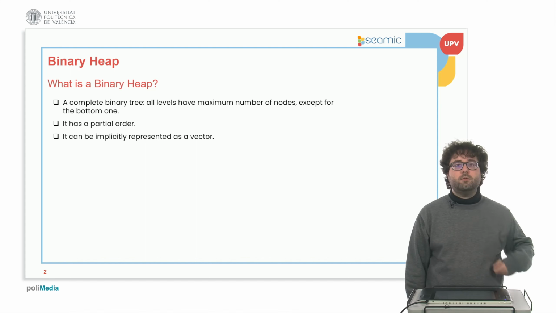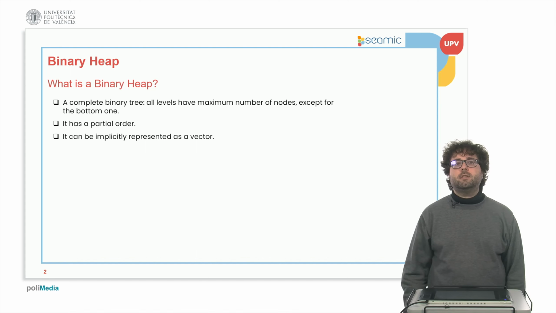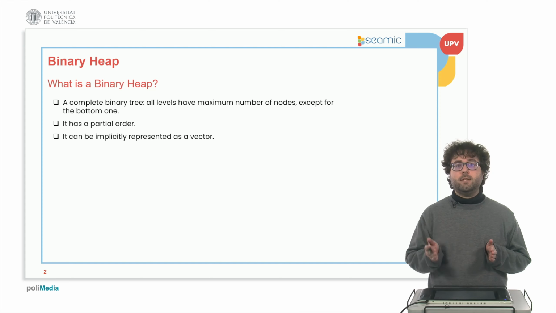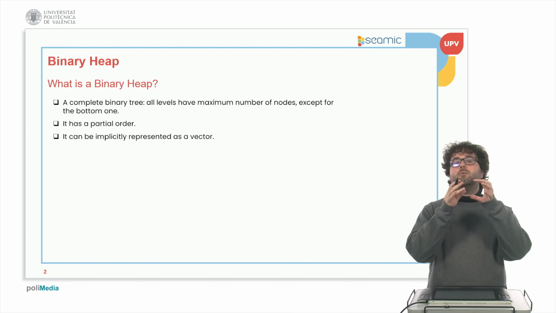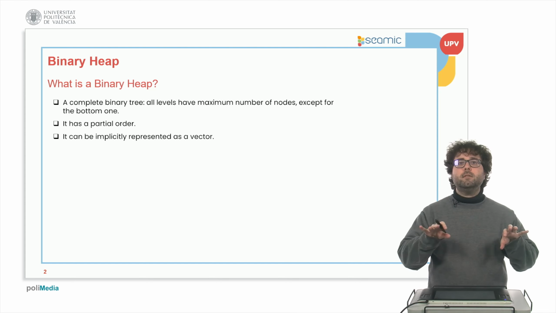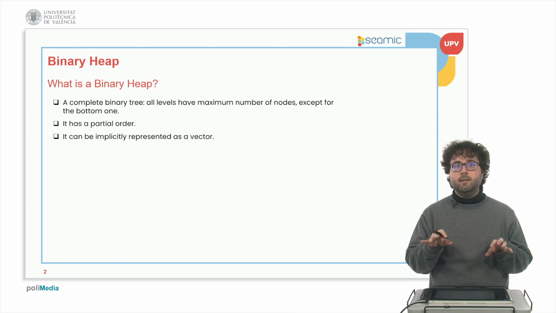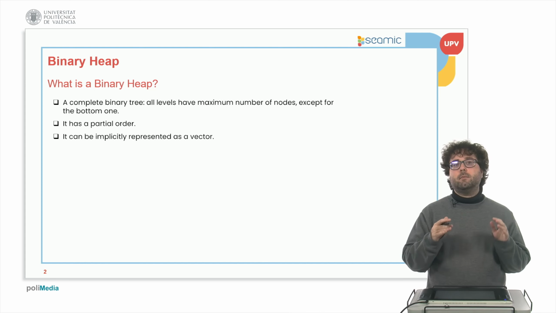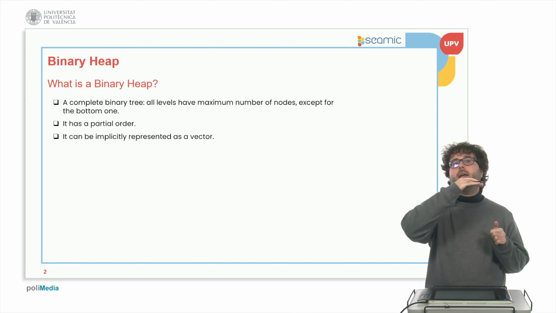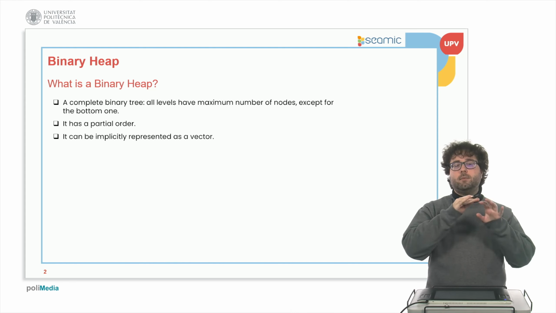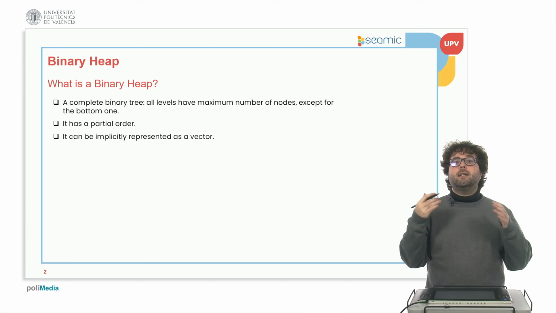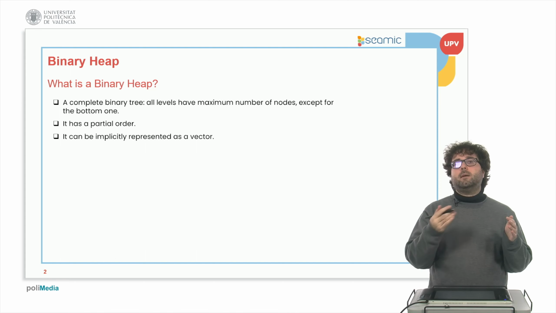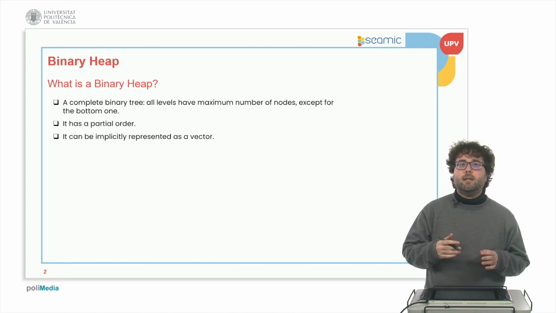So first of all, we are going to introduce binary heaps, which is a data structure based on trees, more precisely on complete binary trees. That is, the binary part of the tree means that each node has at most two children, and the complete part means that every level contains the maximum number of nodes, that is, two nodes per parent, except for the leaves, which can contain fewer elements.